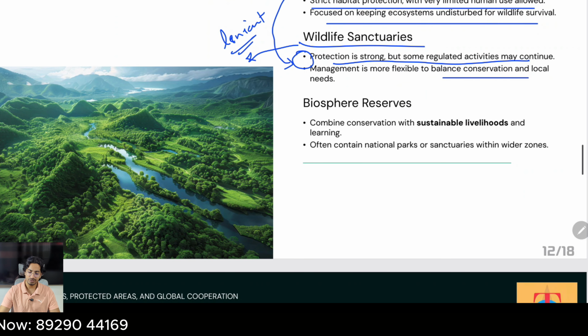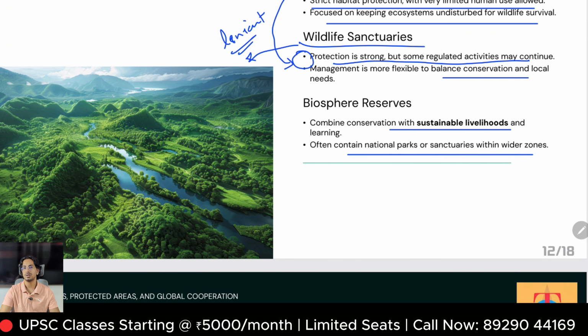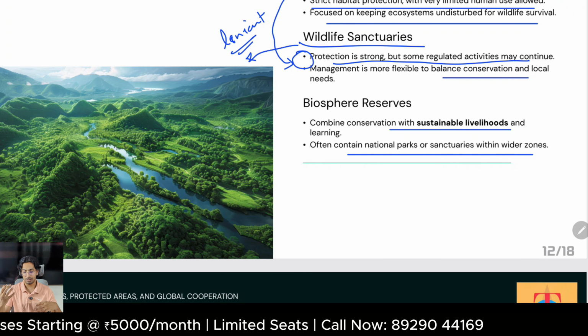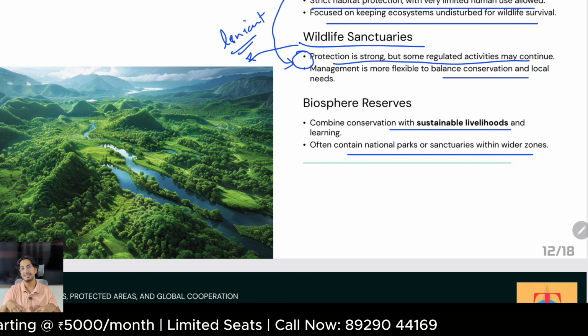Biosphere reserve. What is a biosphere reserve? It combines conservation with sustainable livelihood and learning. Often contains national parks or sanctuaries within a wider zone. So a biosphere reserve can have multiple national parks and wildlife sanctuaries within itself.